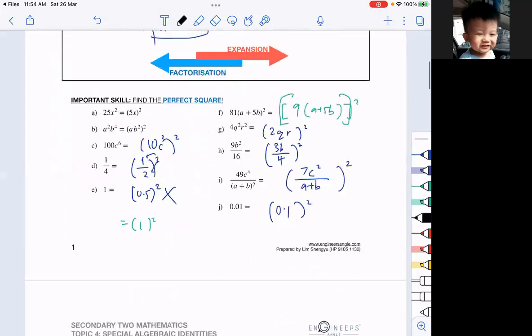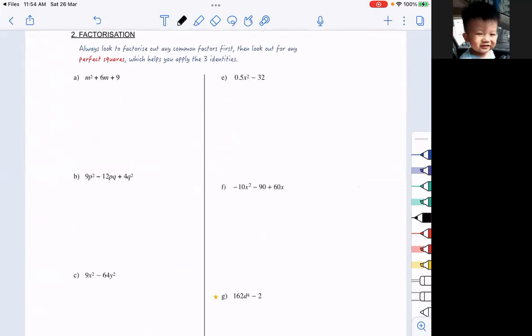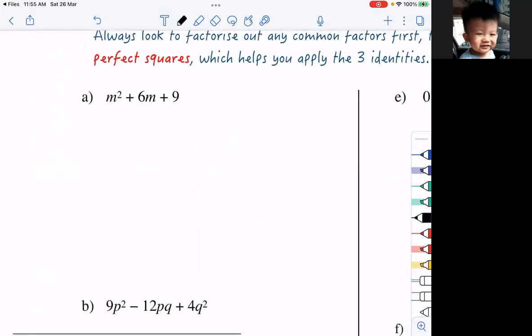And that's exactly what the next page is about. Okay? So I'll show you how I do A first. This A is already hinting to me formula 1. You can see it. But I'm not sure yet. So this is what I do. I'm hoping to identify a perfect square, which is why our first page practice is very important.